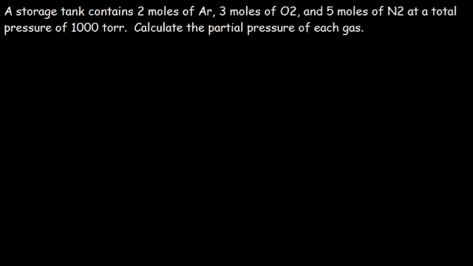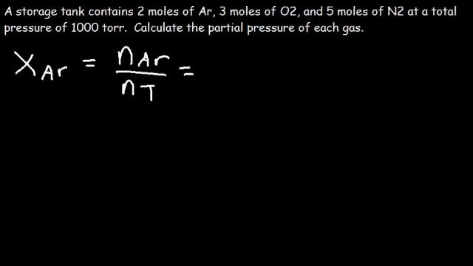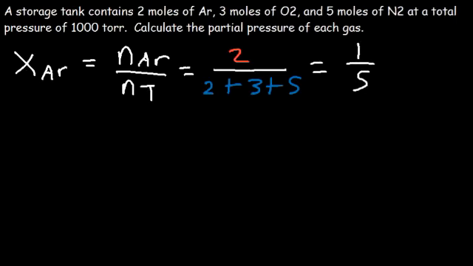So first, let's calculate the mole fraction. The mole fraction of argon is equal to the moles of argon divided by the total moles in the container. So we have 2 moles of argon, and the total moles is going to be 2 plus 3 plus 5, which is basically 10. So the mole fraction of argon is 2 over 10, which is 1 over 5. Now what about the mole fraction of O2? So there's 3 moles of oxygen out of a total of 10 moles in the container. So that's the mole fraction of O2.